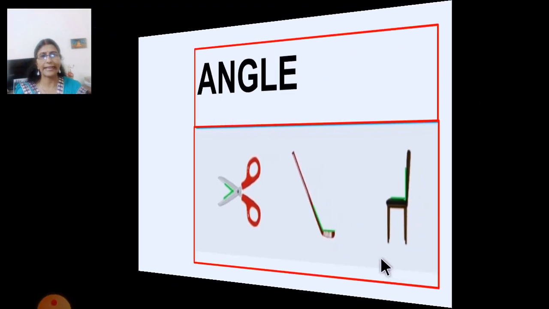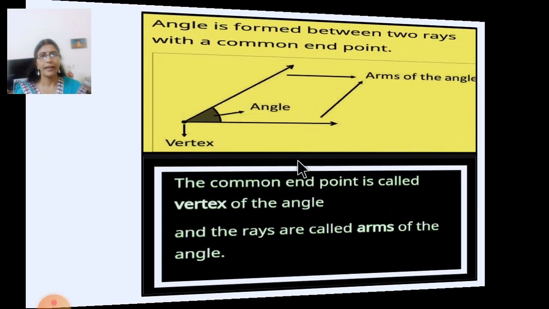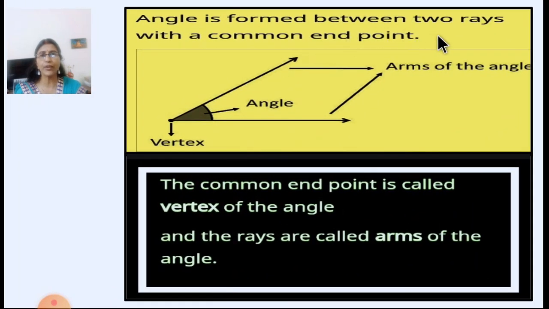Now how is an angle formed? An angle is formed between two rays with a common endpoint. So here you can see these are the two rays and this is the common endpoint. And this common endpoint is called the vertex. And these are the arms of the angle. The common endpoint is called the vertex of the angle and the rays are called arms of the angle. They are also called sides of the angle.